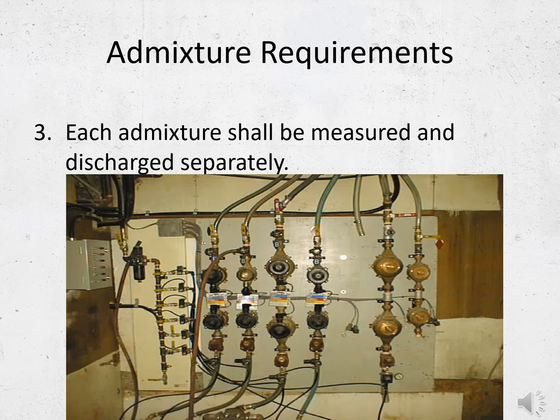Each admixture shall be measured and discharged separately. Trace the lines of the admixture system to ensure they're kept separate, and examine batch sequence data to ensure incompatible ones are not introduced simultaneously at a common entry point into the mixer.